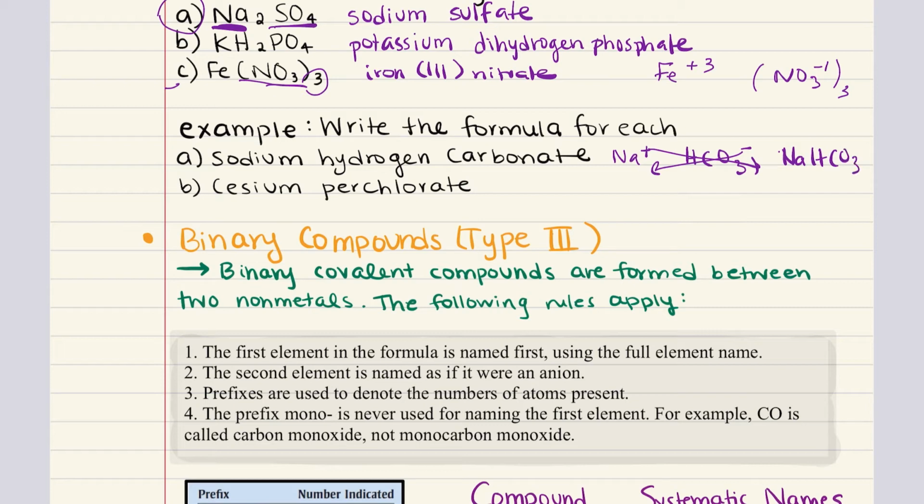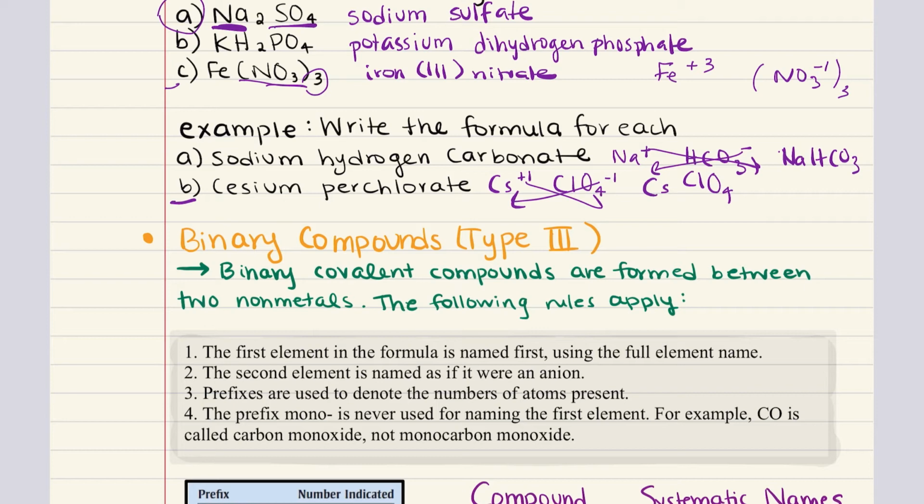All right, our last one, cesium perchlorate. Cesium is +1 charge. Perchlorate is ClO4-1. We do a swapperoo of the charges. The chemical formula for cesium perchlorate is CsClO4. And there we have it. We've completed our example problems for polyatomic ions. Again, let me reiterate, that table is really important. Please get familiar with that table.